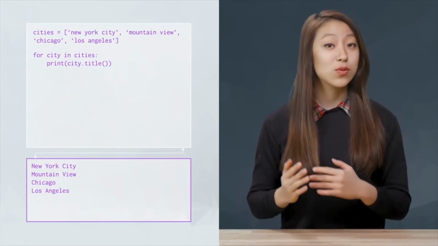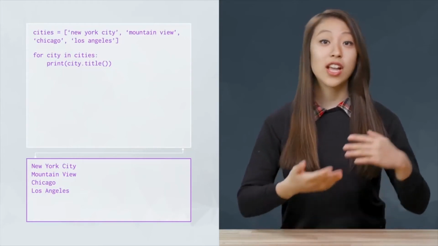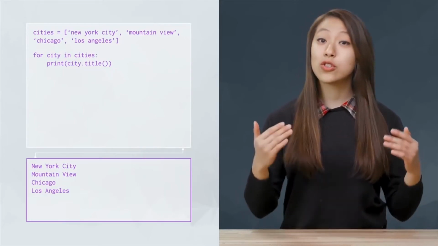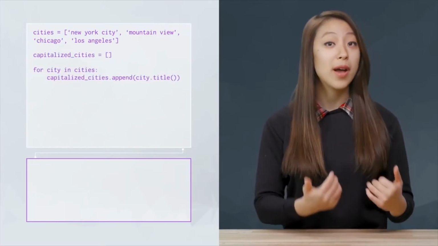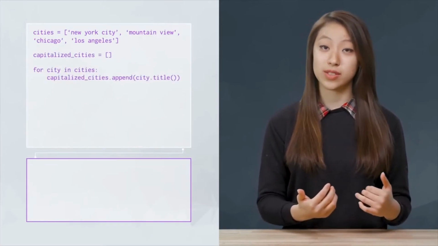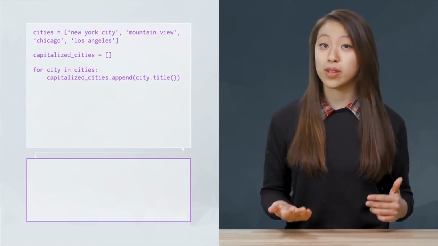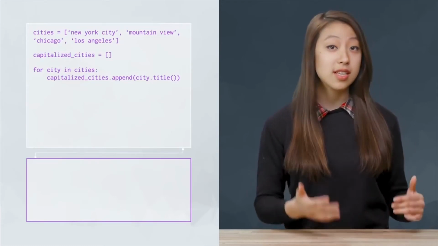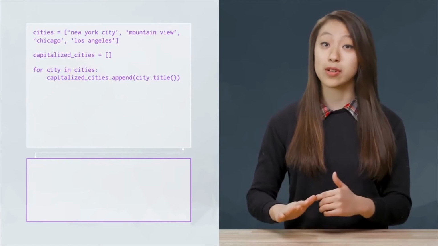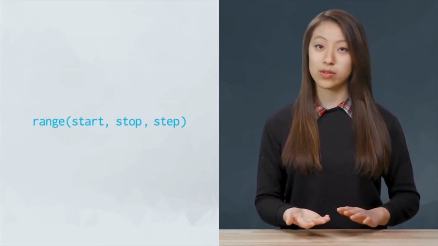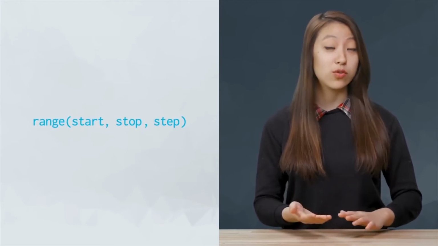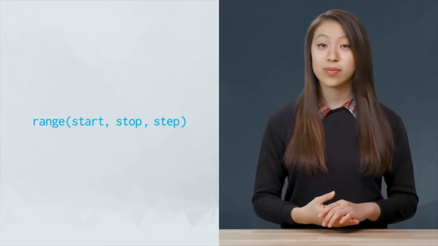We can also use for loops to create lists and to modify lists. To create a new list, we can start with an empty list and then use the append method to add new items. This for loop iterates through each city in cities and appends it to capitalized_cities. Modifying a list is a bit more involved and requires the use of a new function, range.